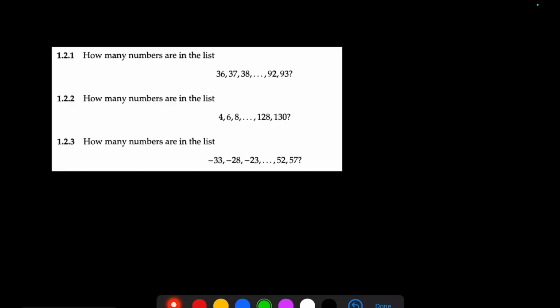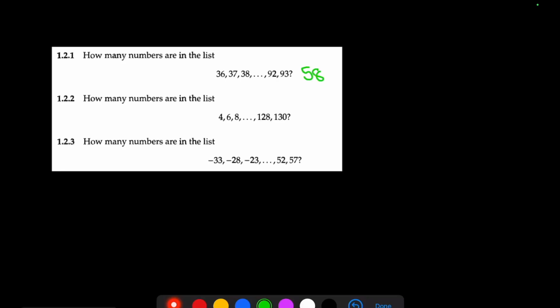Well, let's start with how many numbers are on the list. We just use the formula we created, b minus a plus 1. You get 93 minus 36 plus 1 equals 58. And so our answer is 58.